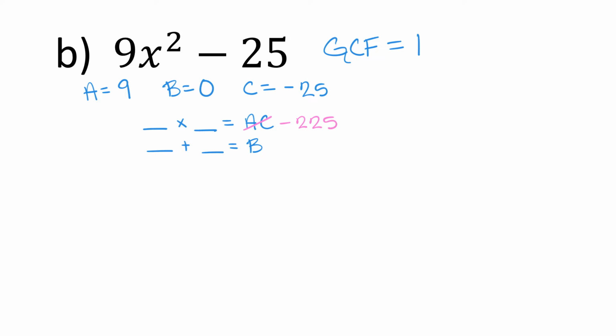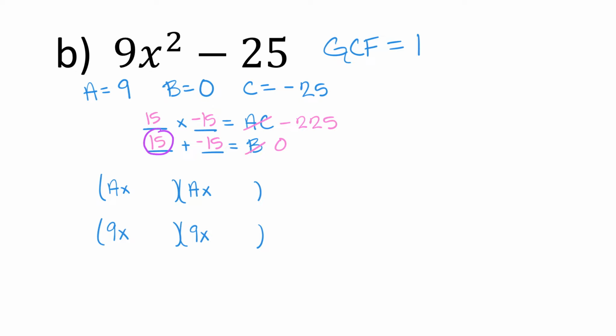225, and B is 0. Those two numbers are 15 and negative 15. So now we put those two numbers inside of our double axe hippobutts. The A is 9, so I'm going to replace both of my A's with 9. My letter is x, so it's 9x and 9x. And then you put the plus 15 in here and the minus 15 in here.